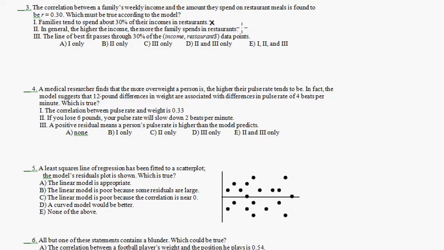Yet, in general, just a little in general, the line of best fit passes through 30% of the income restaurant data points. No, that's really weird. That's just a weird thing to say. Because, I guess, if there were 10 points, then it would pass exactly through 30% of them. So that's just weird. So it's not this one. Okay, so the most reasonable answer would be B.